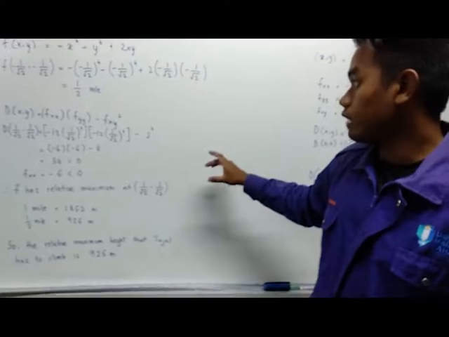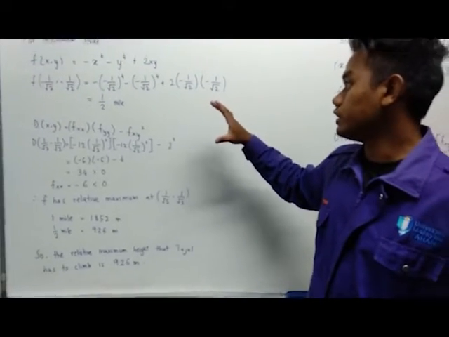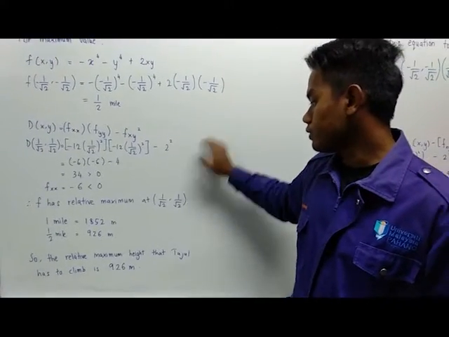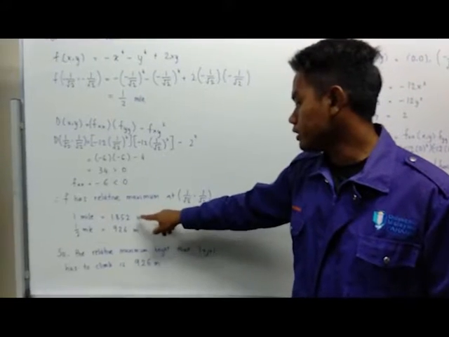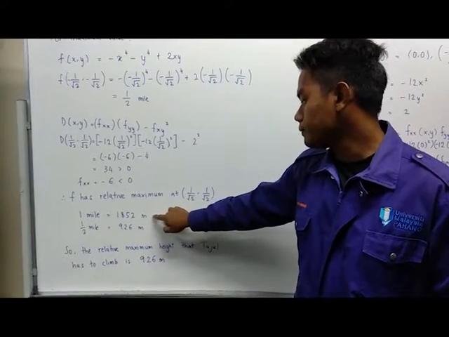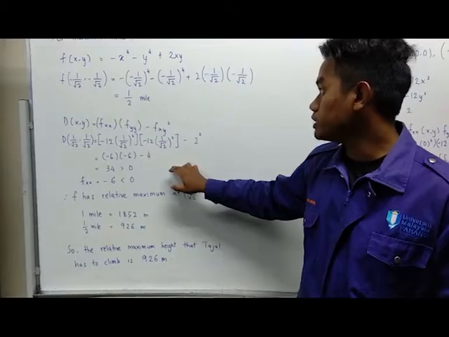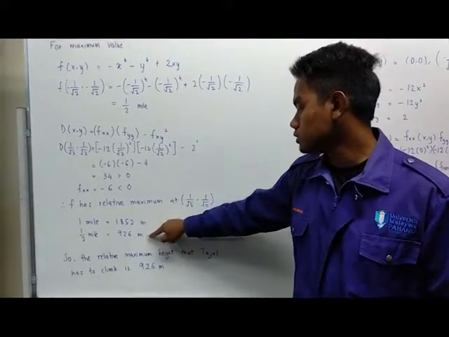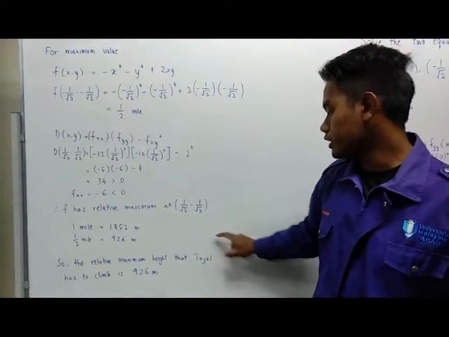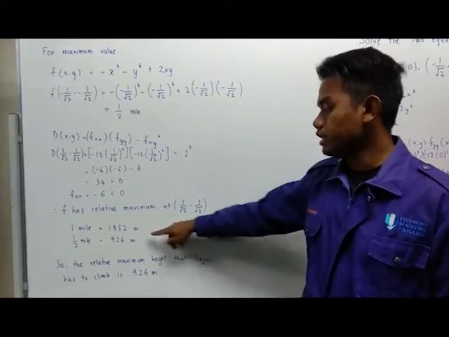And after that we calculate the maximum value. 1 mile is equal to 1852 meters. So we get the maximum value is half a mile. So the relative maximum height that Tajul has to climb is 926 meters.